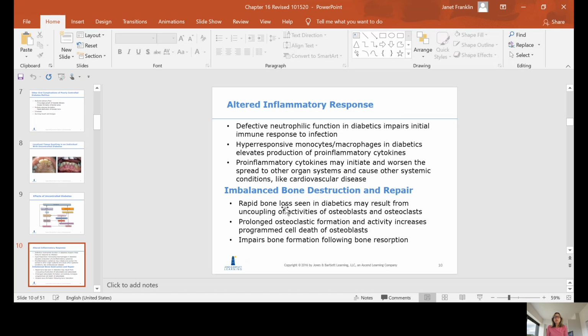There's an imbalance in bone destruction and repair. So they have rapid bone loss, or much more rapid bone loss. They have prolonged osteoclastic formation and activity. Remember, osteoclasts destroy bone.